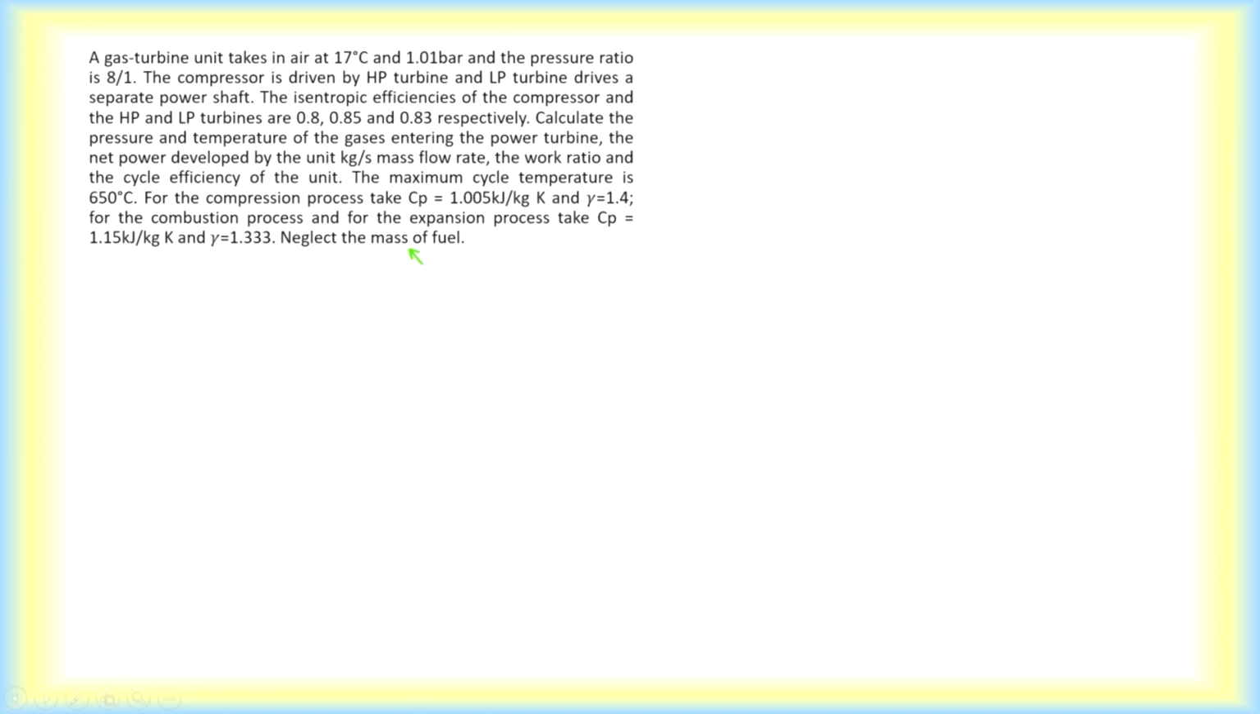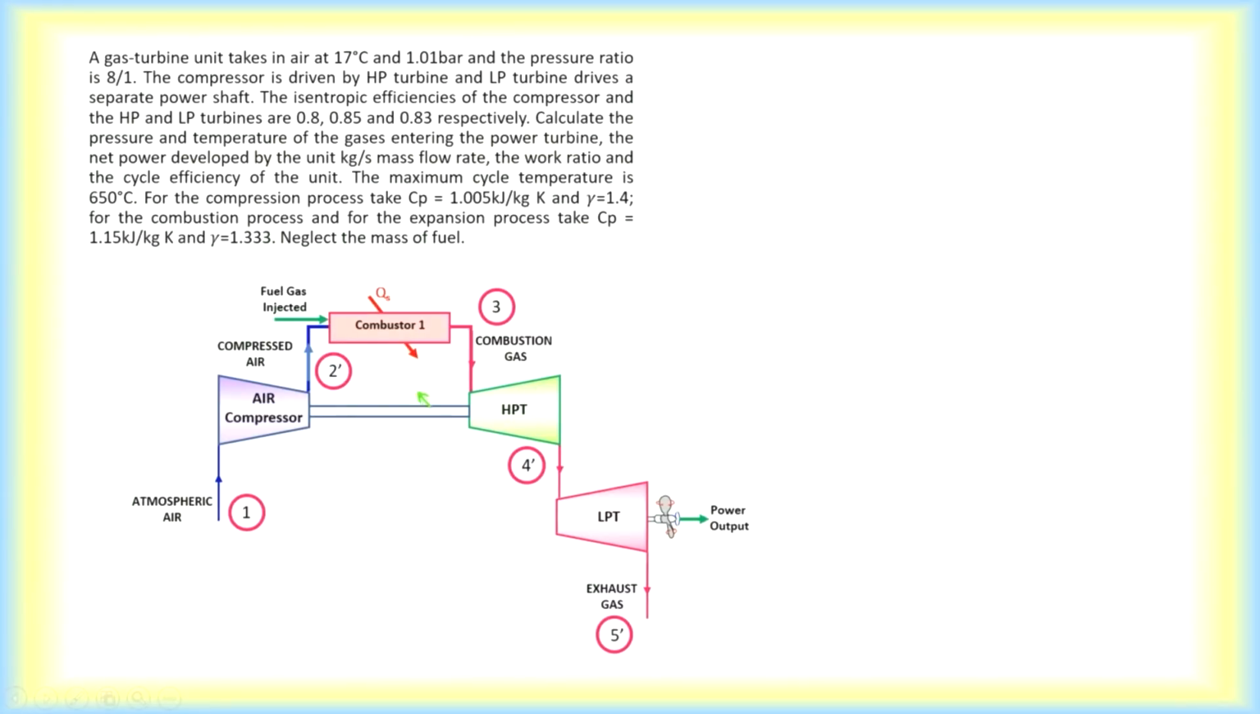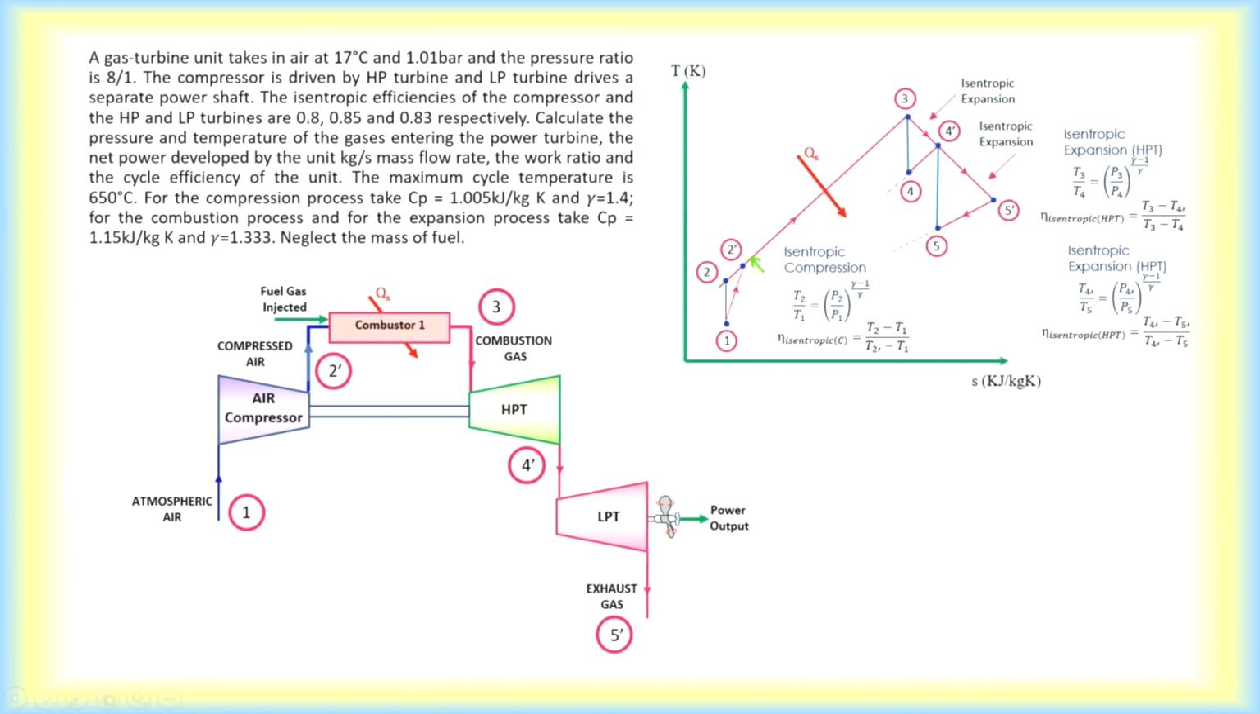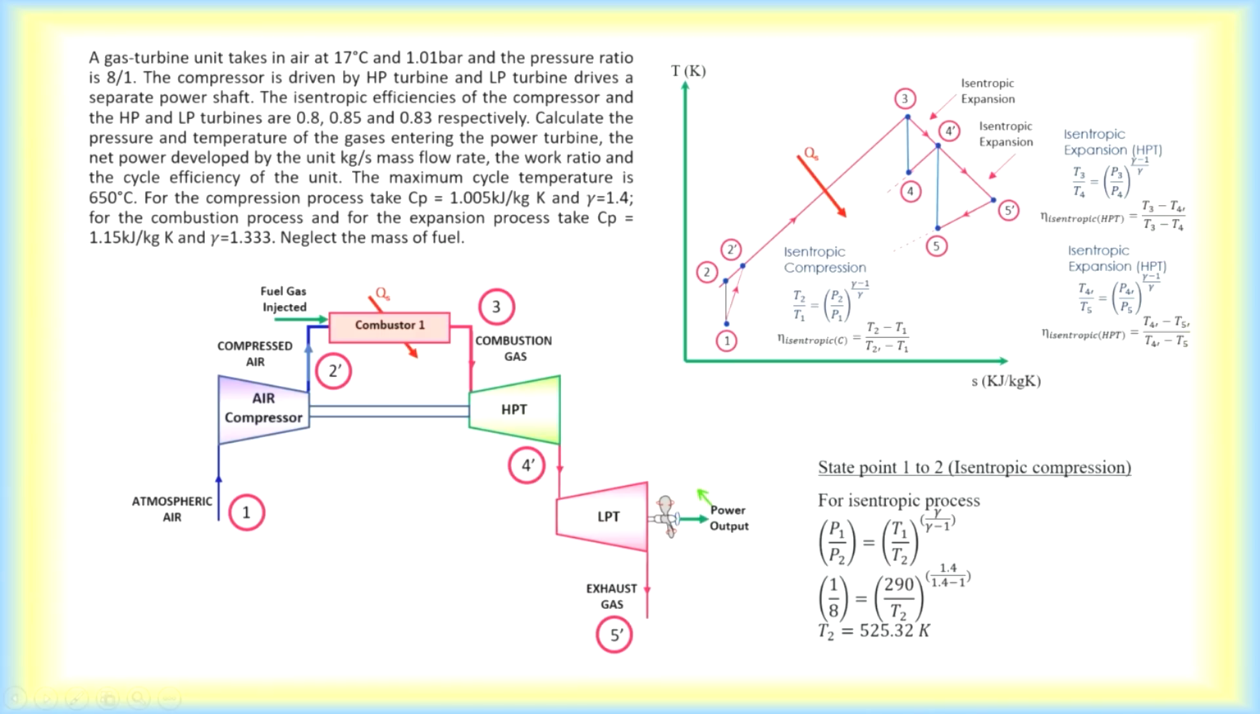Neglect the mass of fuel. Same thing here, without a second combustion chamber. The second combustion chamber will be in our further problem solving. Now this is the T-s diagram. I will go slightly fast on this slide because it is almost the same as the previous one. The only thing is we have to find out the work ratio here. This is for you to have some practice on your own.